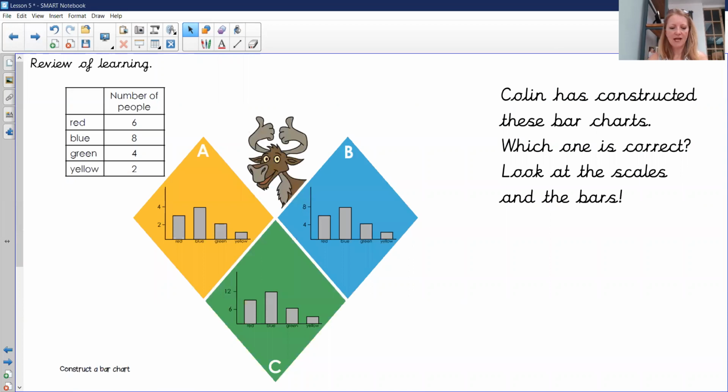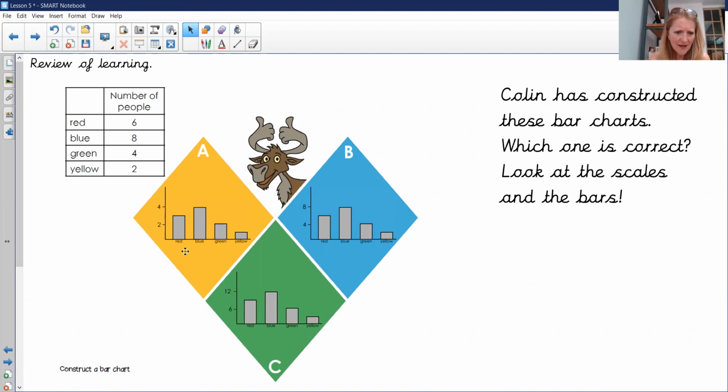Okay, so here's a little recap of what you were doing last time. So Colin has constructed these bar charts. Which one is correct? Little clue there, look at the scales and the bars to help. So here's the table of information over here. So we've got number of people and some different colours and how many people liked those colours.